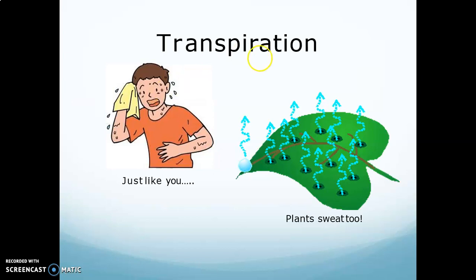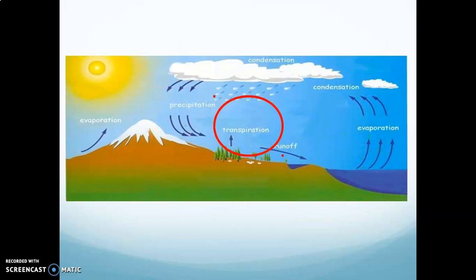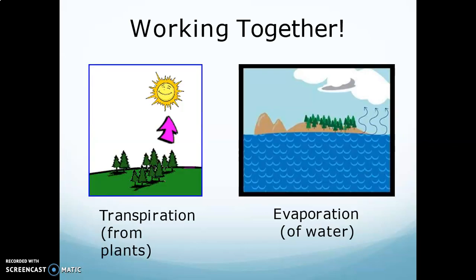Also, transpiration happens. Transpiration, or sweating, just like you sweat, plants also lose water, and this will make more water vapor in the air. Transpiration and evaporation work together, and they will make the air rich in water vapor.